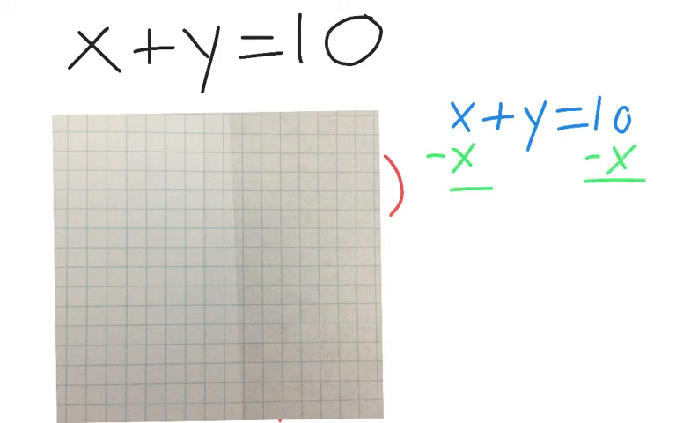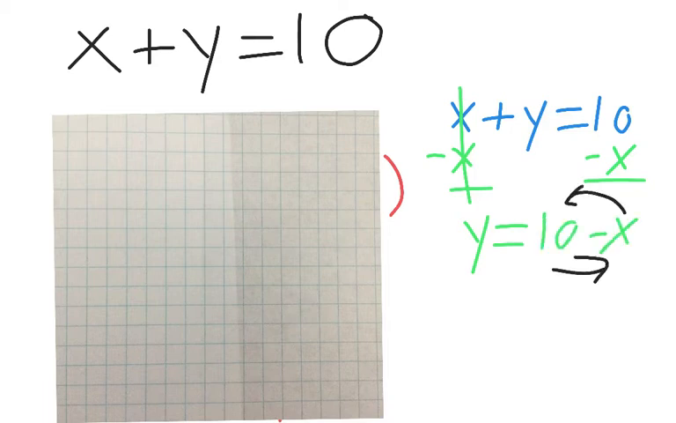Negative. So y equals 10 minus x. Then you can switch the placement of the variable. Rearrange it. Put the x first. So it's negative x and a positive 10. Remember, the sign in front of the number goes with that number.